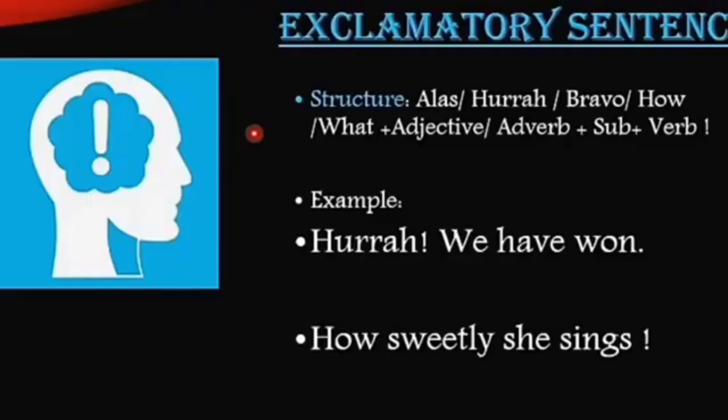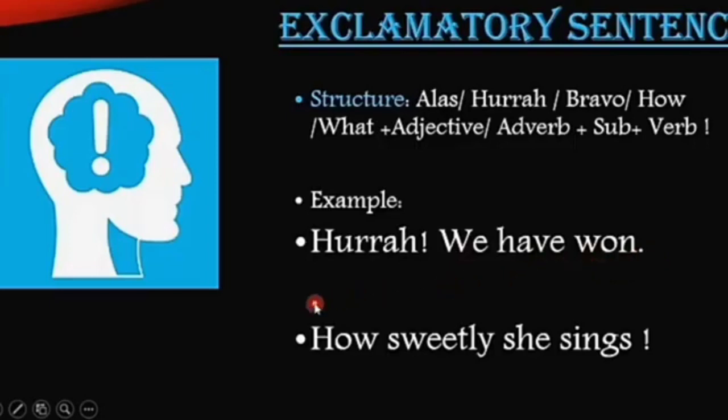Exclamatory sentences help us to express our emotions or feelings, and these kinds of sentences take the help of some interjections like alas, hurrah, bravo, etc. And then they take the assertive form of the sentence. For example, hurrah, we have won. See the structure. After hurrah, we have used the exclamation sign, and the word itself expresses all the emotion. That's why after that we are using this sign, and then an assertive form of the sentence. We have won. After that, full stop.